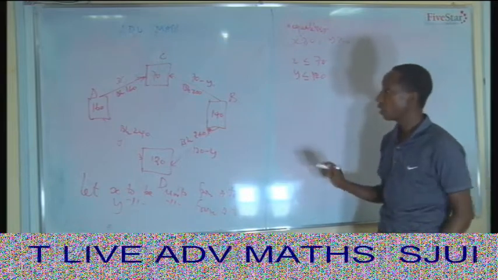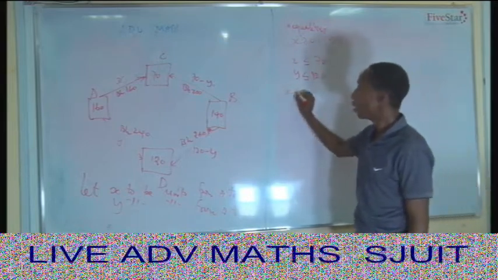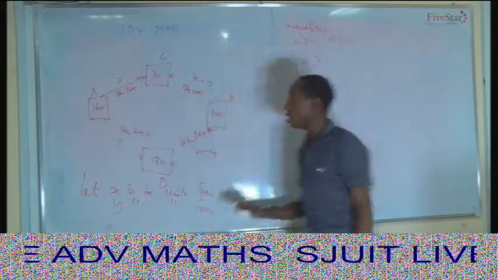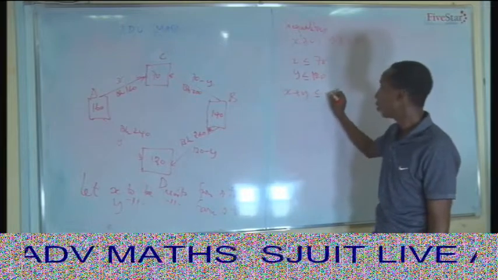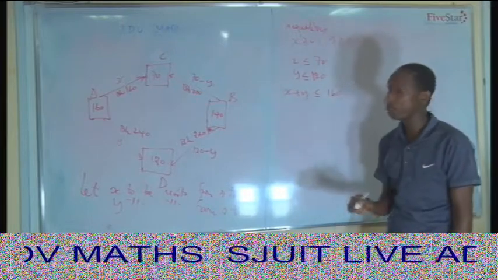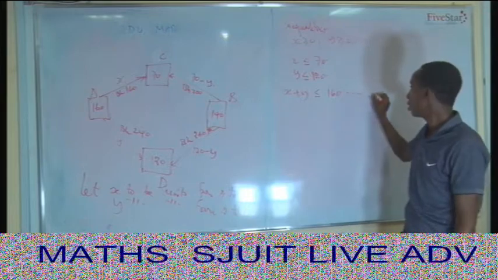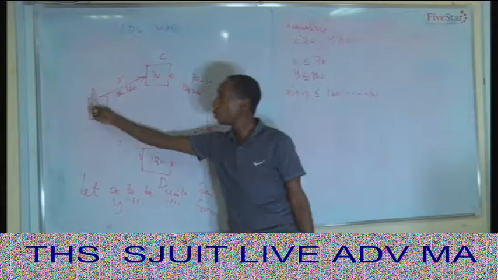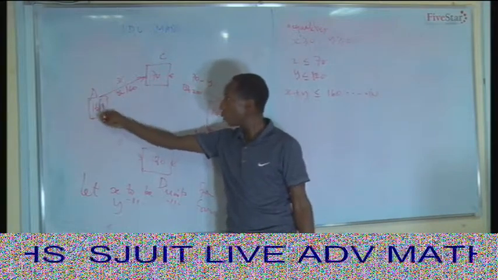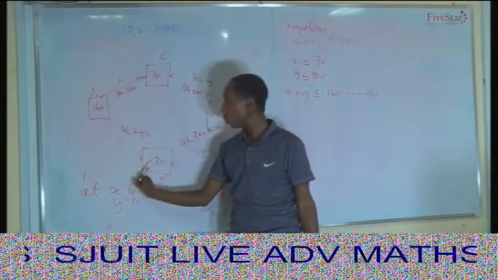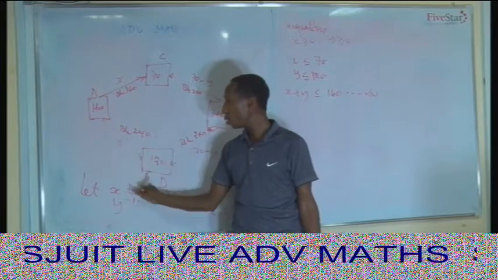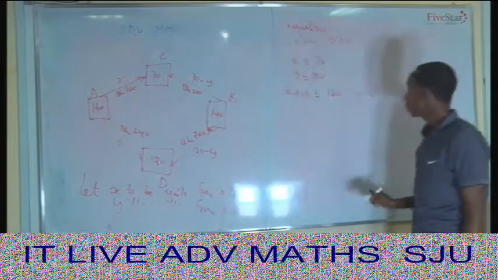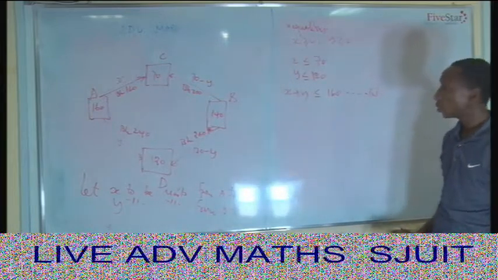Okay, now if that's the case, if we add the two, x plus y should not exceed the units taken from factory A, so it should be less or equal to the total capacity of the factory, 160. You can call this equation number 1, because we are taking the wheat flour from A: x is taken from A to C, and y is taken from A to D. So if we add the two, it should not exceed the capacity of the factory. That's why we use less or equal to.